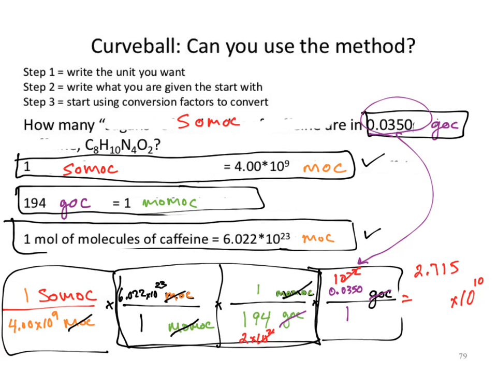How many should we report for our answer? How many sig figs? 1, 2, 3. The 2 zeros in front are not significant. Our answer becomes 272 times 10 to the 10th Sagan's. I forgot what the heck the even real thing was. Sagan's of molecules of caffeine. Okay?